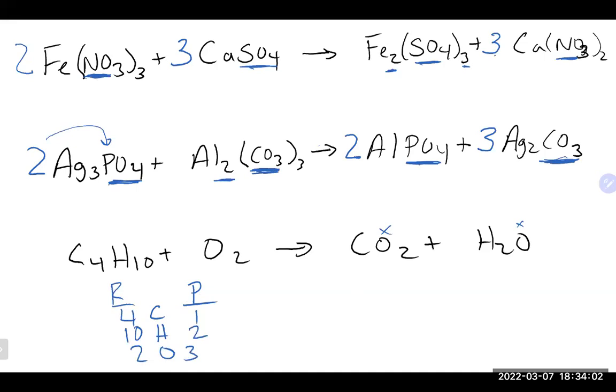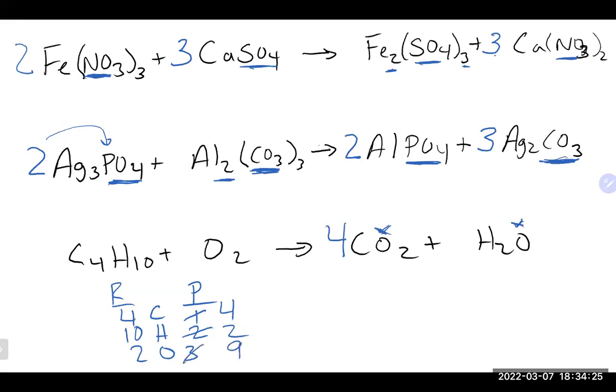Again, here, probably the easiest thing to fix off the bat is going to be our carbon. We could do that by putting a four. When we do that, that gives us four carbon, still two hydrogens. Now oxygen, four times two is eight, plus one more here gives us nine for our oxygen.